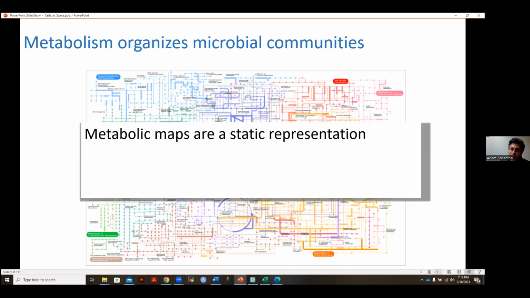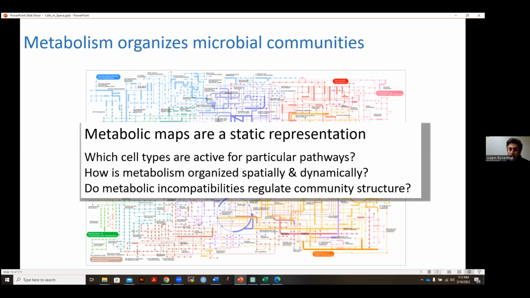And when you look at these maps that we are used to looking at, they're actually a little bit misleading, because the map is sort of like a traffic map in a big city, but it shows you a static representation. It doesn't show you if the stoplight is on, if there's a red light. It really doesn't show you which cell types are active in a particular pathway. It doesn't show you how metabolism is organized in space, maybe different bacteria in different parts of a colony. And it doesn't tell you what actually might regulate this structure.